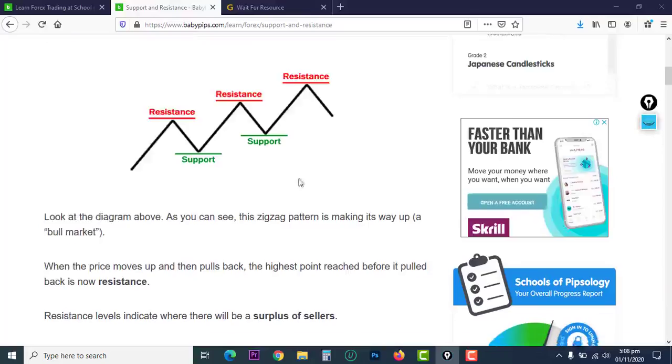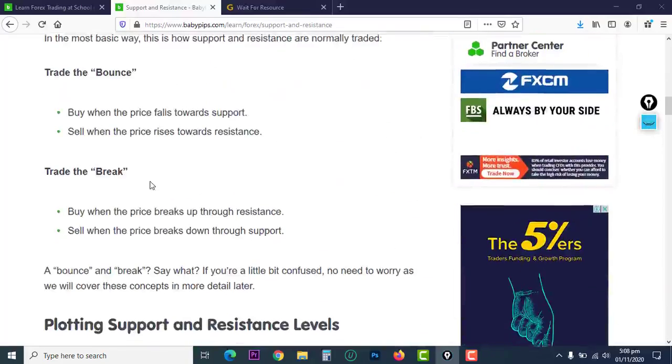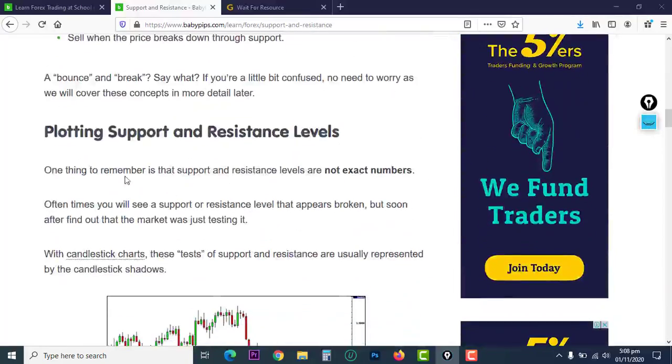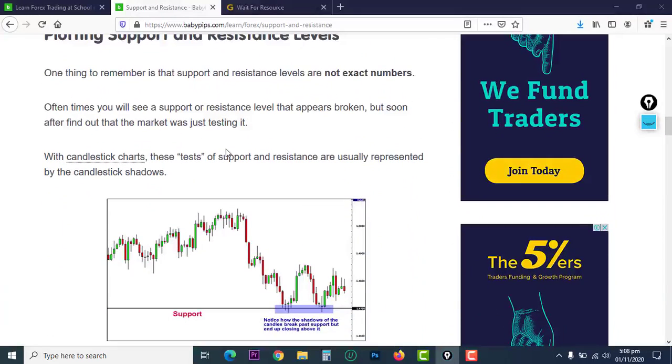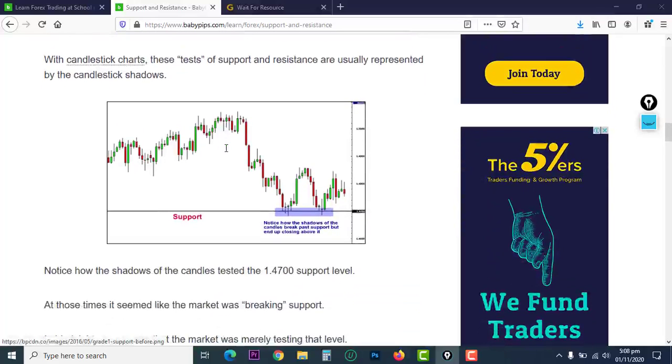So let's just move on and learn more. So how do you plot support and resistance levels? Now look at this chart right here. You see something very interesting.